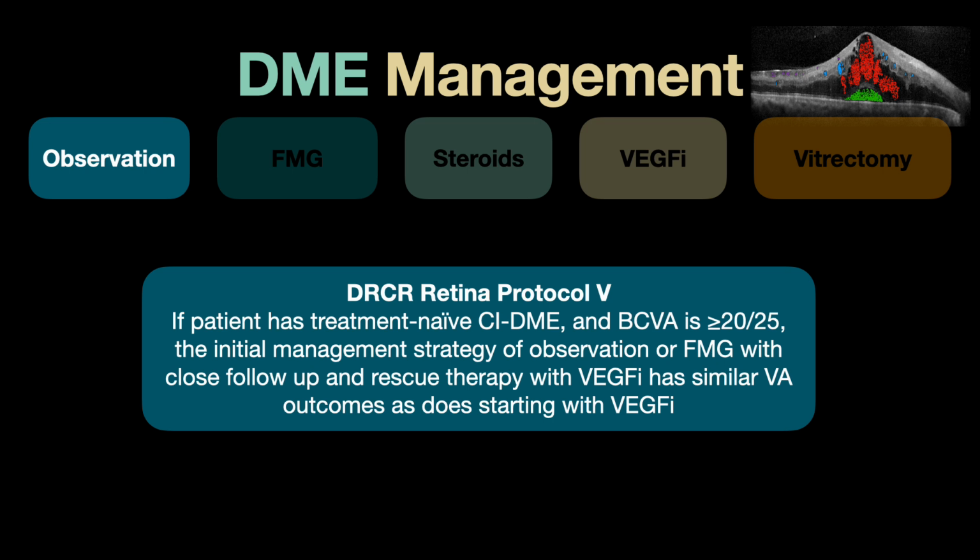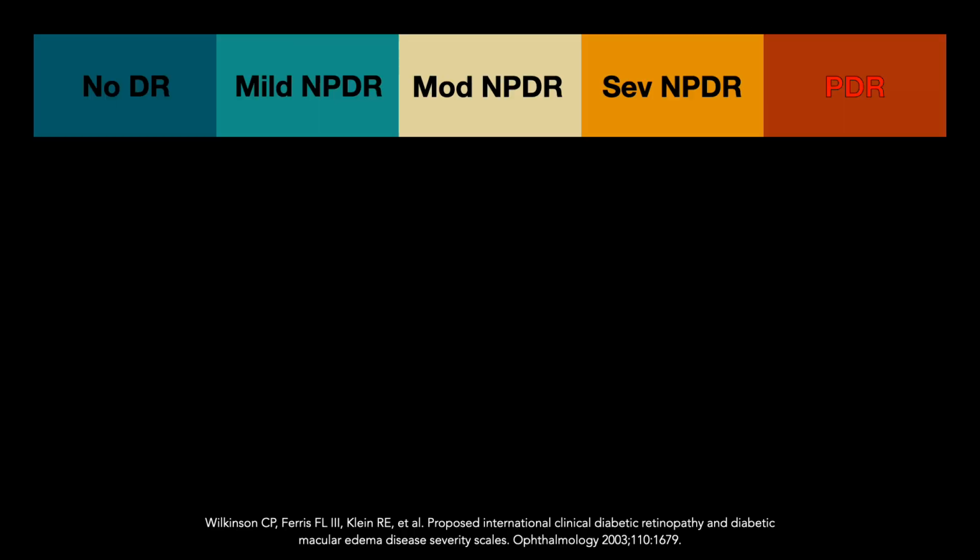And how did their vision do? Oh, I thought I had that coming up. Maybe it's coming up later. Maybe I must have deleted that slide. Bummer. Anyway, their visual acuity came out the same. The key thing is there wasn't a big difference. So you can observe these patients that have very good vision.